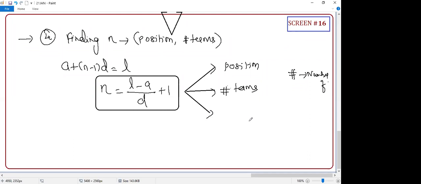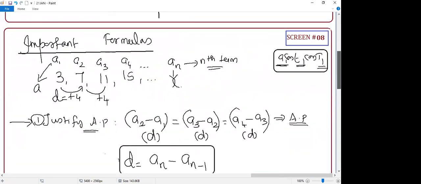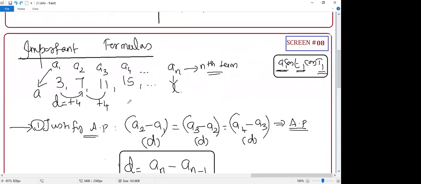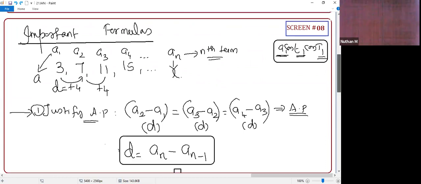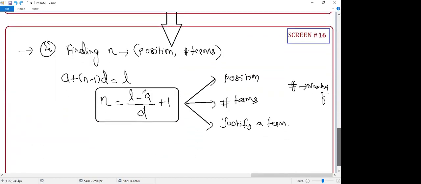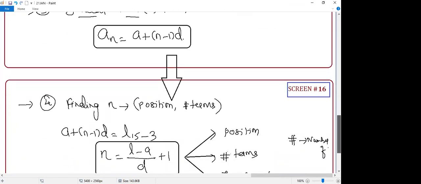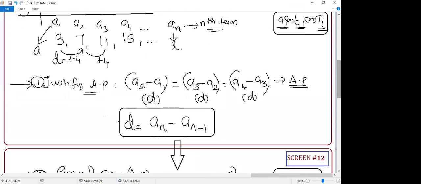So what is the other benefit, guys? Very important. Justify a term. Which means what? I'm telling you, 15th in which position? Fourth position. Can we test this formula? The position that you want, you have to consider as L. So what is the position I asked? 15. And what is the first term in our example? 3, na? And what is the common difference? 4, na?